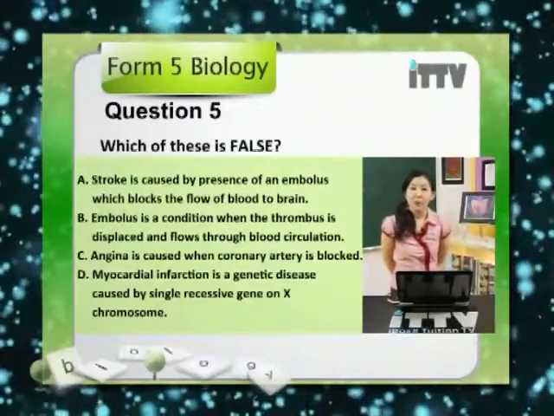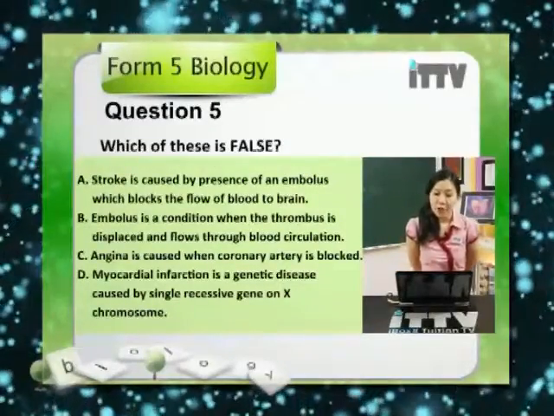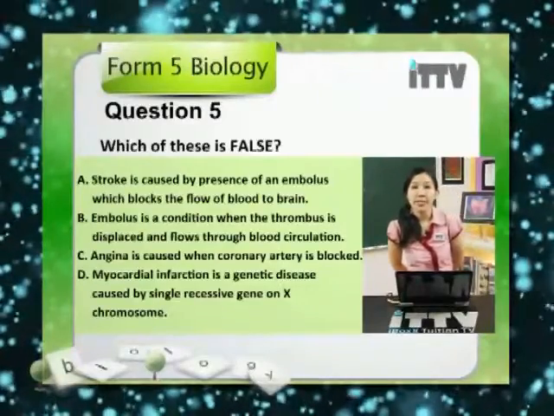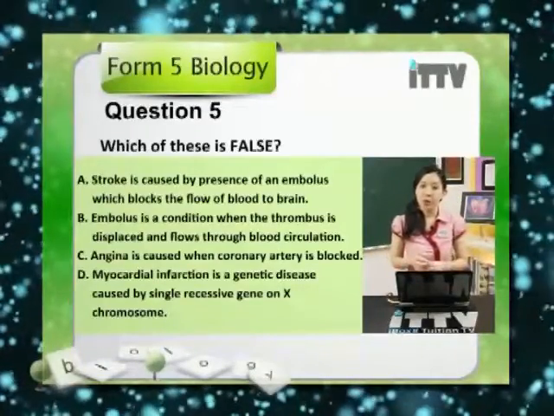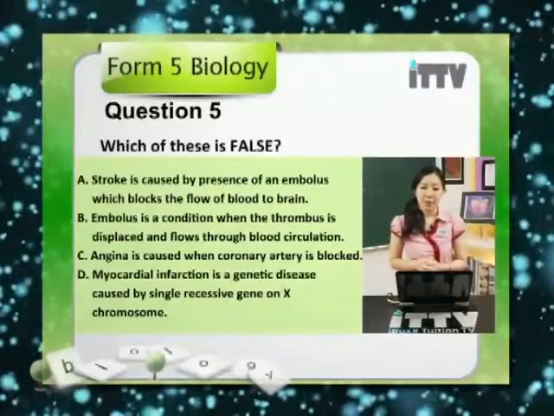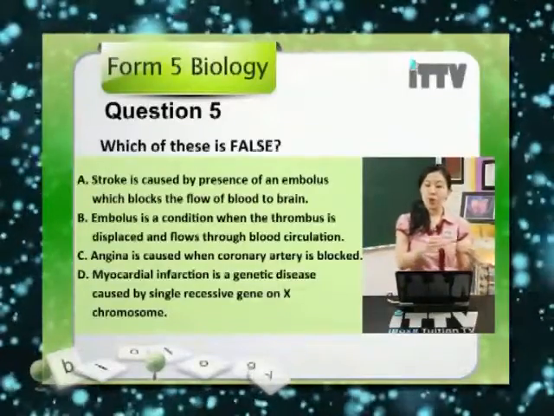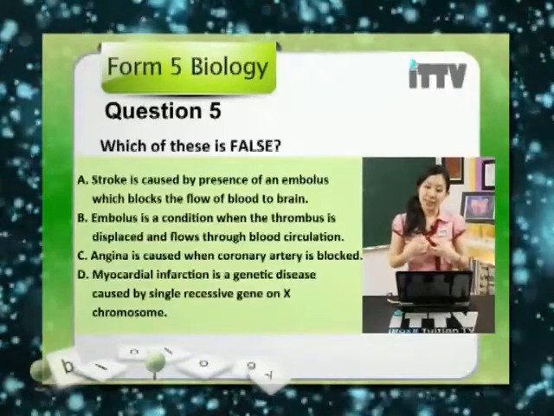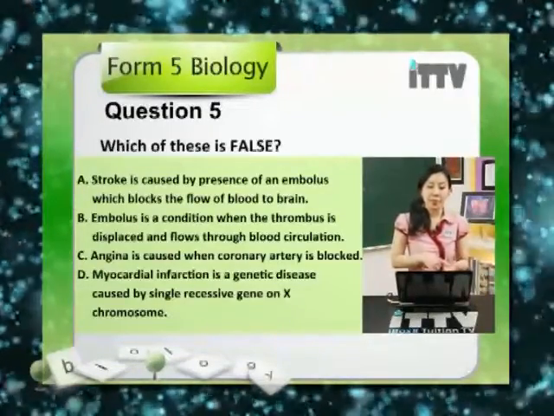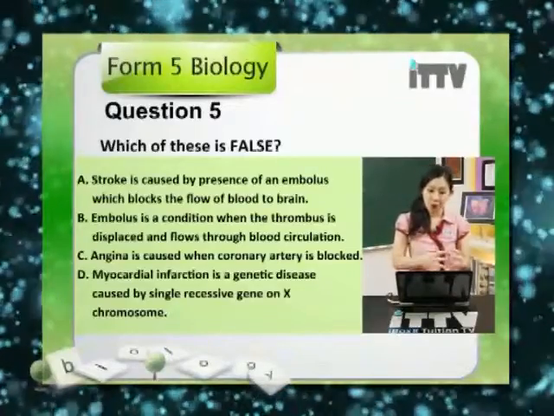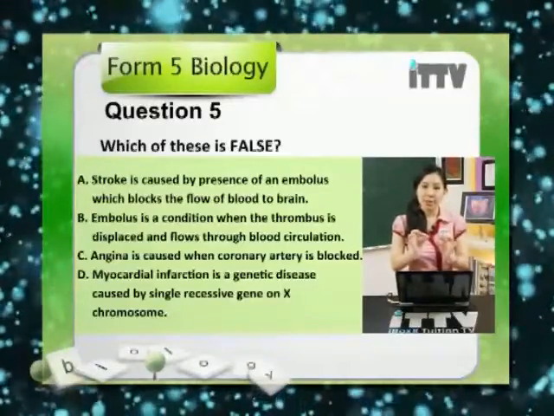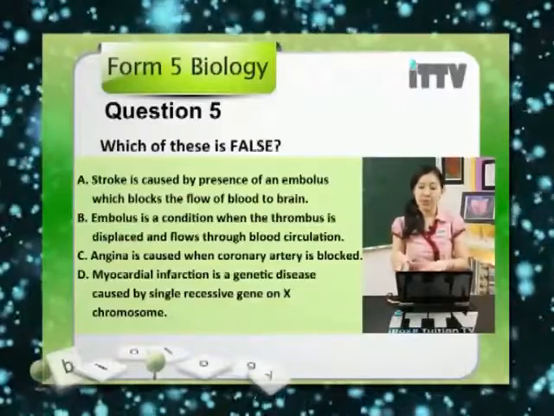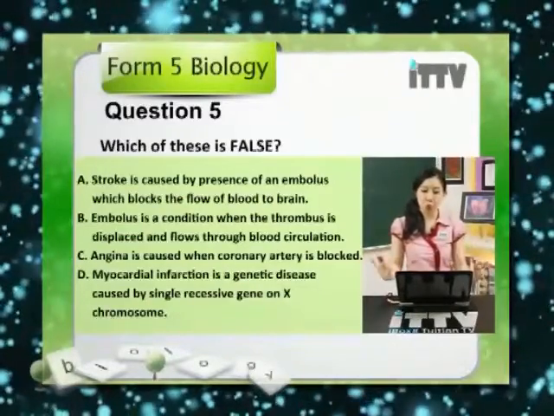Yes? Now, looking at option A, is stroke caused by an embolus which blocks the flow of blood to the brain? Certainly so, because myocardial infarction is caused by the presence of an embolus which blocks the flow of blood to the heart muscles. B. Embolus is a condition when the thrombus is displaced and flows through blood circulation. This is certainly definitely true.